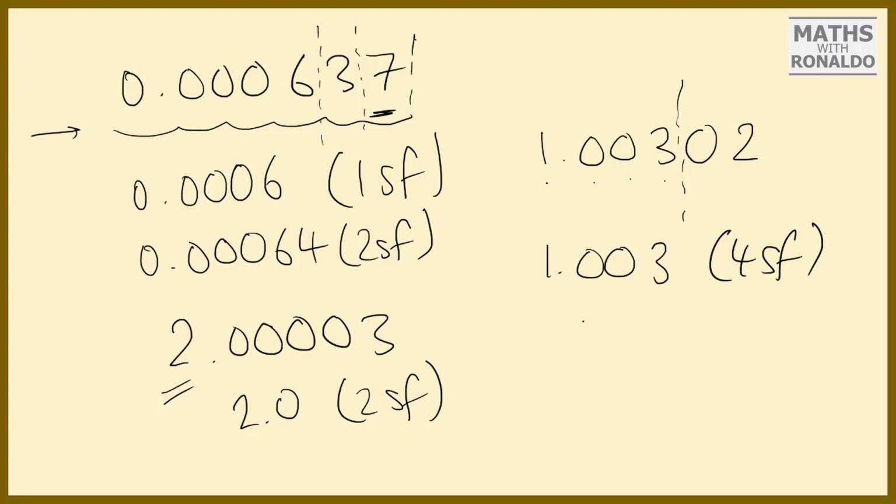If we were to round to 5 significant figures, we put our imaginary line here, and the 2 means we round down again, so it's 1.0030 to 5 significant figures. Even though this last 0 doesn't seem like it matters, it does matter, because if we don't put the extra 0, it means we're rounding to 4 significant figures, not 5.